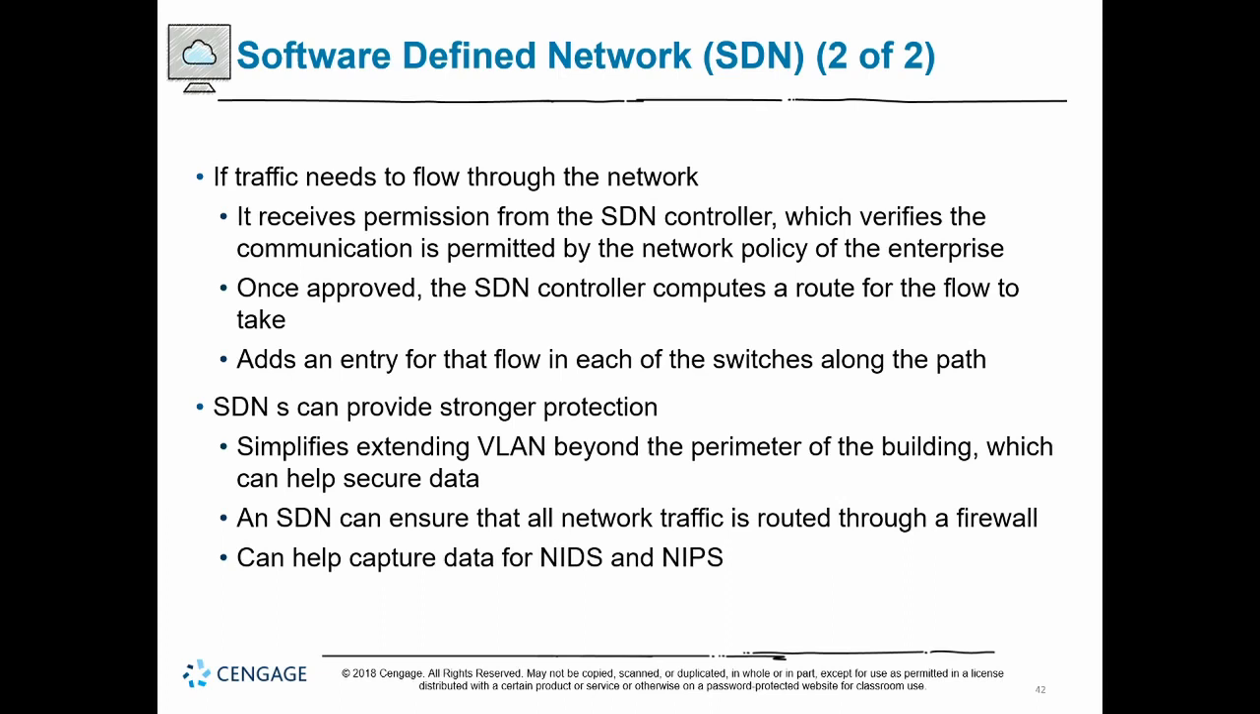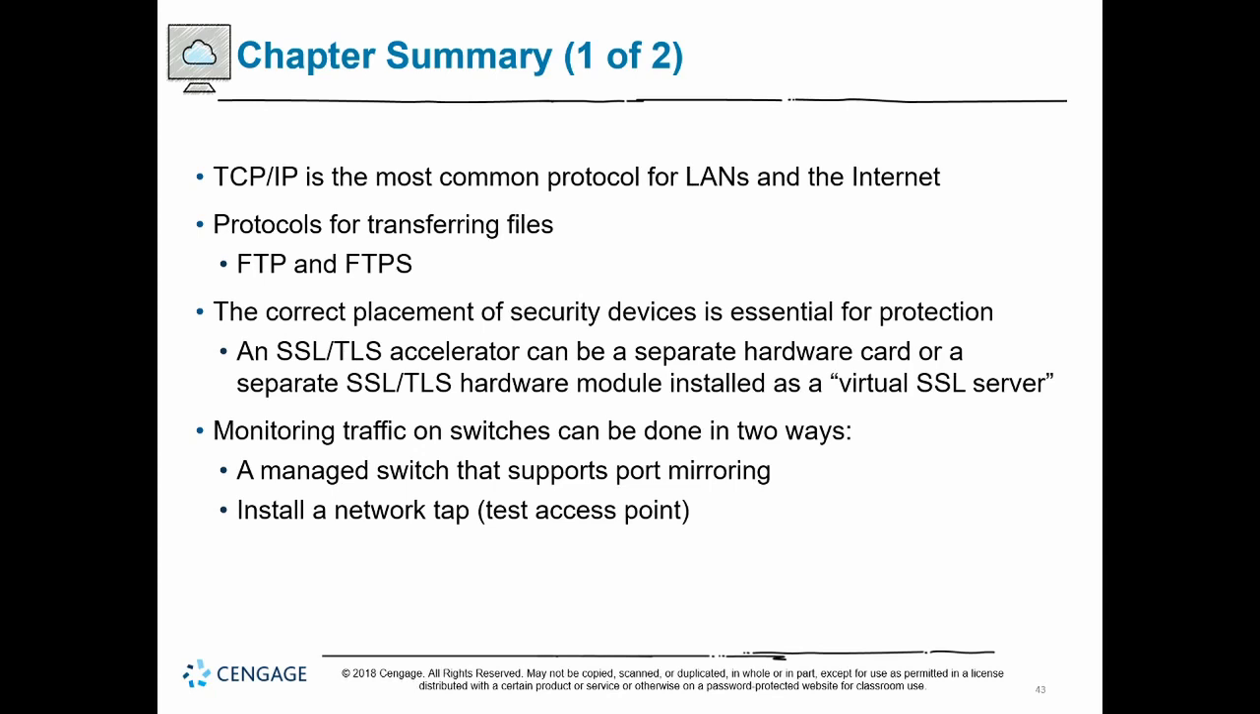So SDNs can provide stronger protection and simplify extending VLANs beyond the perimeter of the building, which can help secure data. An SDN can ensure that all network traffic is routed through the firewall and can help capture data for NIDS and NIPS. So essentially, chapter summary: TCP/IP is the most common protocol. Protocols for transferring files are FTP, FTPS, and SFTP, which is probably the suggested one to use.